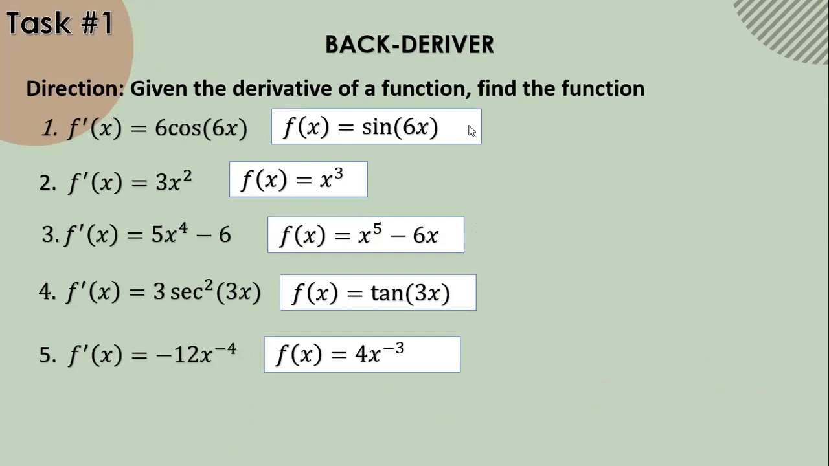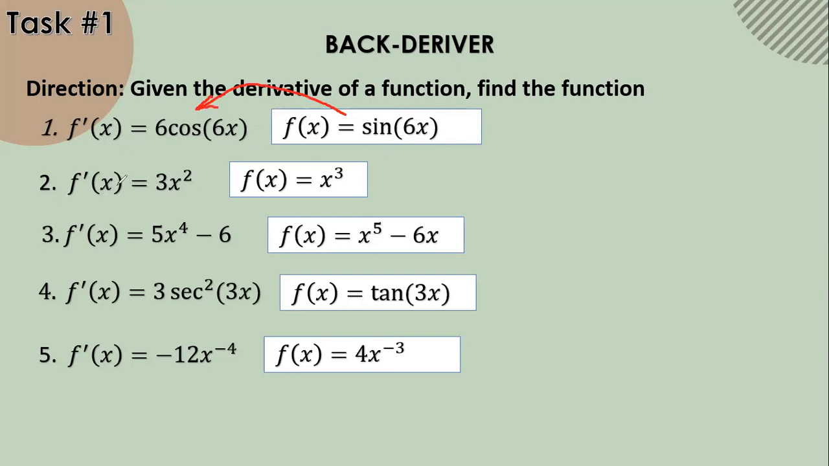All right. Now, we have task number 1 that is called the back deriver. So what if what is given is the derivative already? Then what we will get is the original function. We have first f prime of x is equal to 6 cosine of 6x. So its antiderivative is sine 6x. If we take the derivative of sine 6x, we go back to the given.